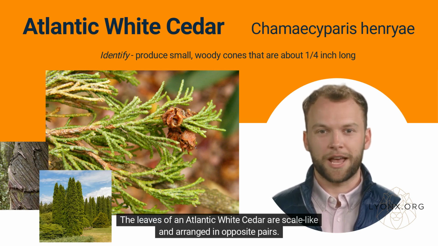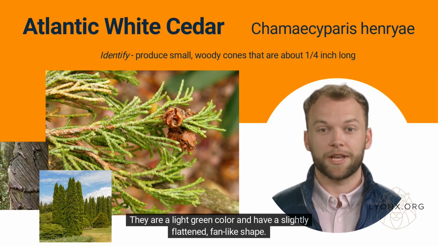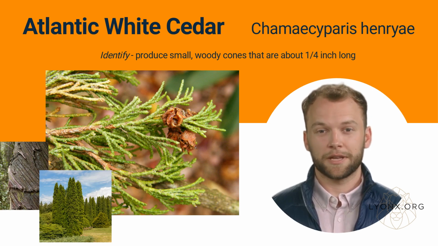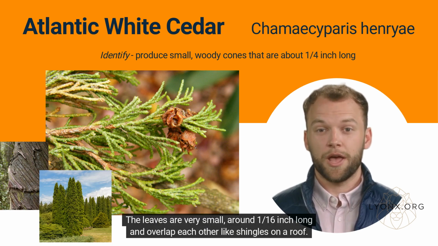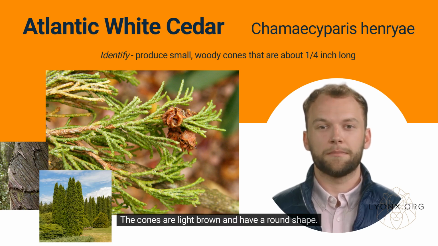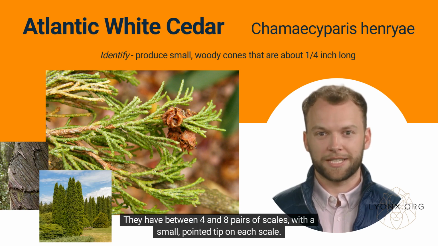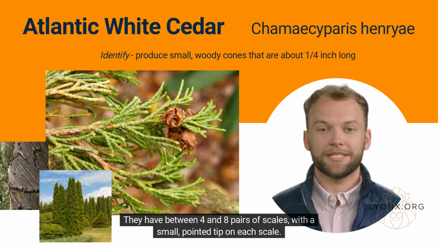The leaves of an Atlantic white cedar are scale-like and arranged in opposite pairs. They are a light green color and have a slightly flattened, fan-like shape. The leaves are very small, around 1/16 inch long, and overlap each other like shingles on a roof. Atlantic white cedar trees produce small, woody cones that are about 1/4 inch long. The cones are light brown and have a round shape. They have between 4 and 8 pairs of scales, with a small pointed tip on each scale.